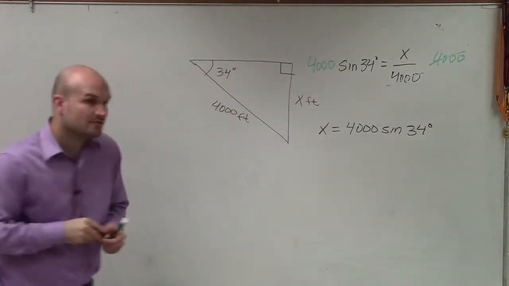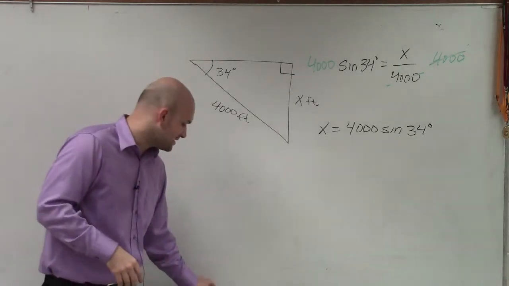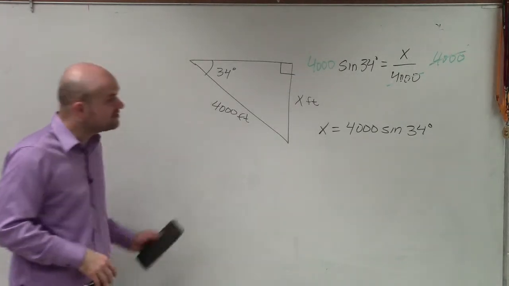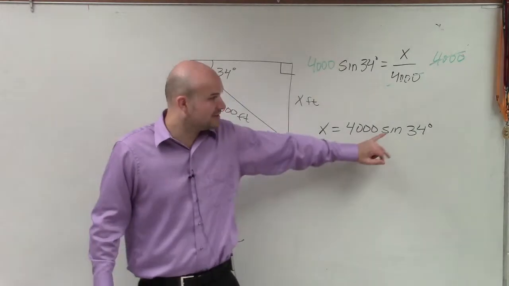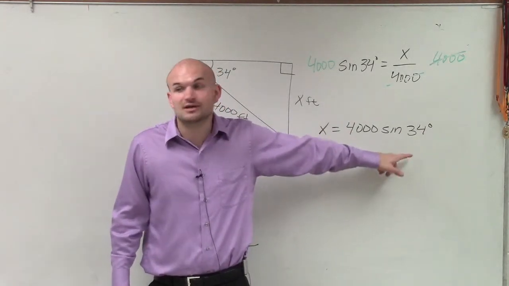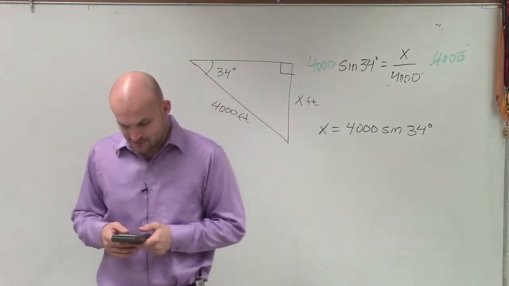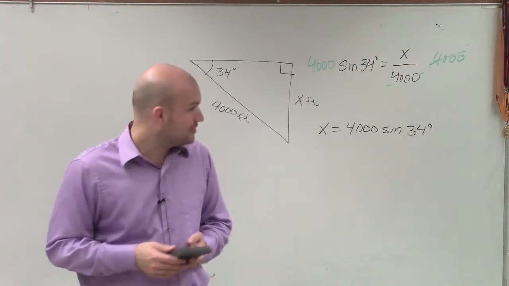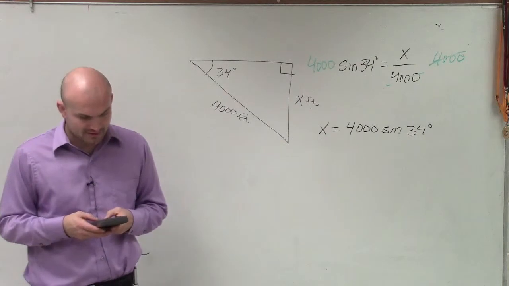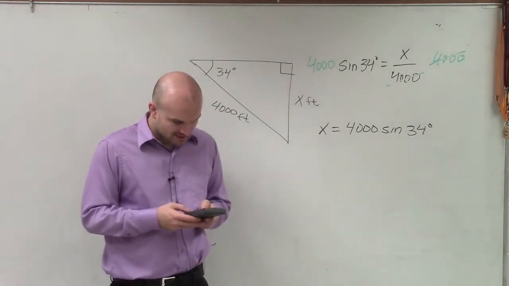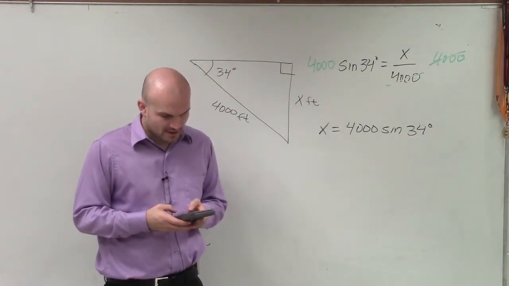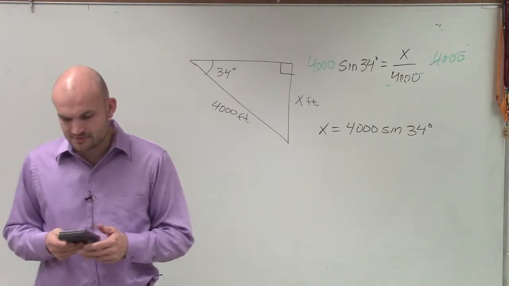Now, obviously, I'm looking for an approximate decimal answer. And when you guys are doing this, remember, this is 34 degrees, so make sure your calculator is in degree mode, right? Because if you remember that last test, we were going back and forth. So make sure you're in degree mode. And then I'll just type 4,000 times the sine of 34. And I get 2,236.77.